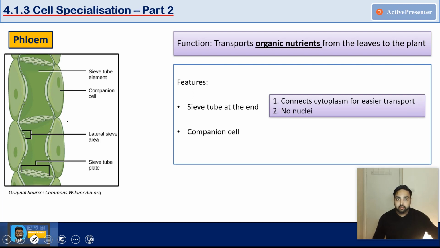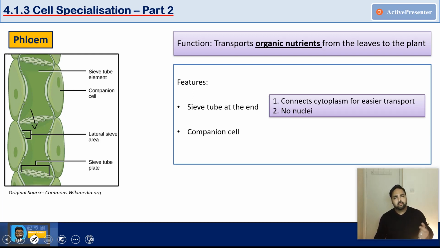So in terms of the sieve tubes at the end of the cell, they connect to the cytoplasm for easier transport. In order to transport sugar molecules and other organic nutrients from one place to another, you want that flow to be as easy as possible. Now the phloem will have these sieve plates which allow molecules to move through much easier. Also, they don't have a nucleus, and that means that they have more cytoplasm space to allow the movement of substances.